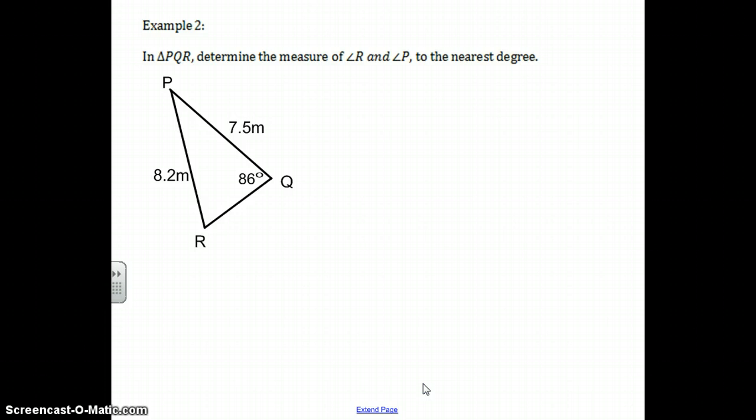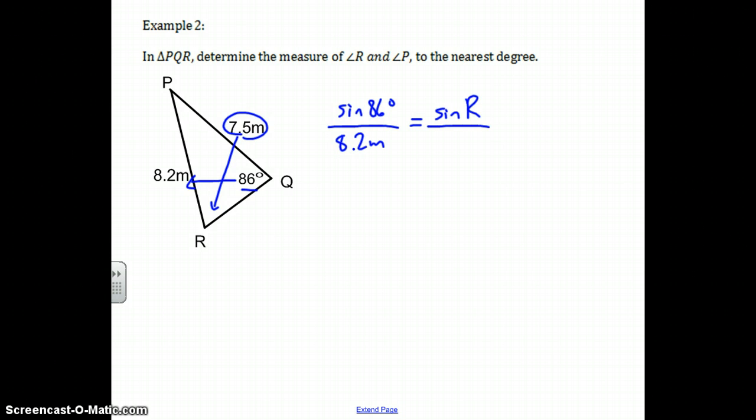So looking at the information we have, we have this angle here, and we have the side across from it. From that we can set up a ratio of sine 86 degrees over 8.2 meters. Looking at what else we have, we have this side here of 7.5 meters, so we can set up a ratio for this angle here, angle R. So it goes sine R equals 7.5 meters.